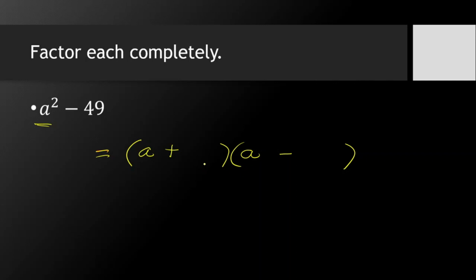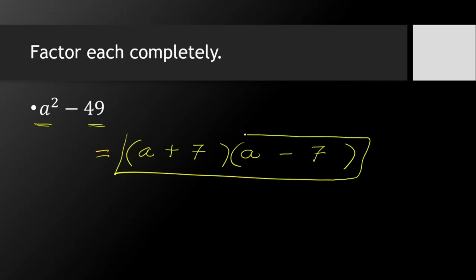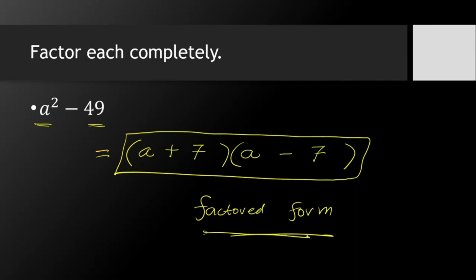Next, for the last step, get the square root of the second term or the last term, 49. The square root of 49 is 7. So write it in each of the two parentheses. And after the third step, you have now obtained the factored form of the given binomial. So this is now our factored form. It's as simple as that.